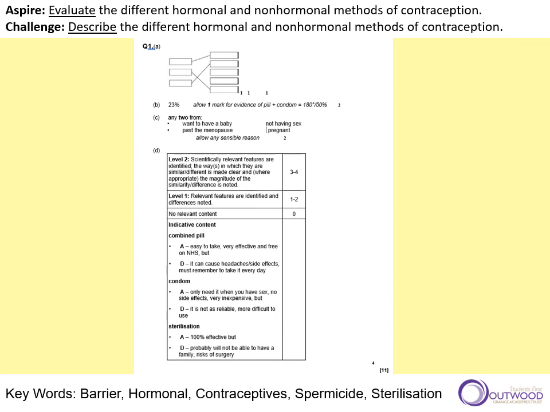The combined pill releases hormones to inhibit FSH. Okay, so that's what that does. The IUD stops implantation of an embryo. Okay, and then the condom is a barrier method that stops the sperm from reaching the egg. Okay, so that's that one.